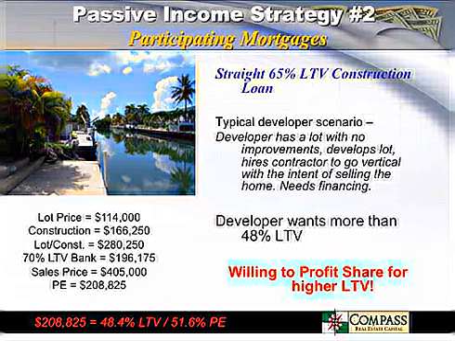So let's just look at a straight 65% loan to value construction loan. Most banks will actually, on the construction side, loan 70%. So what you'll find is the typical developer scenario looks like this. The developer has a parcel of land that he's got lined up or already owns, and there's no improvements on it. It's just dirt. And what he intends to do is develop a lot.